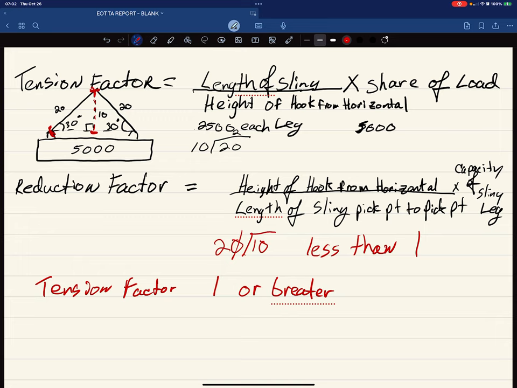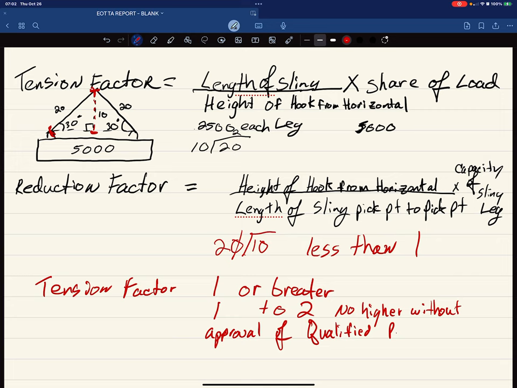And in our instances, if we're rigging properly, it'll be 1, 2, 2, and no higher without the approval of a qualified person. And the 2, remember, corresponds to 30 degrees. So no less than 30 degrees without the approval of a qualified person, a qualified engineer, a qualified manufacturer of rigging. So reduction factor is going to be a decimal.